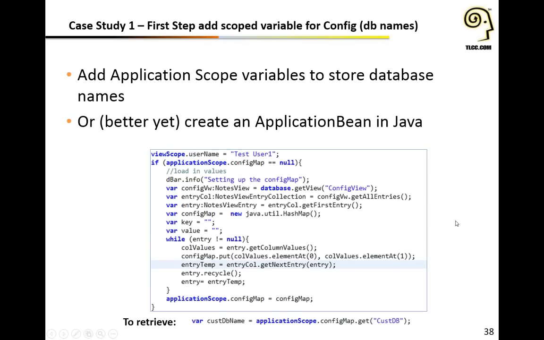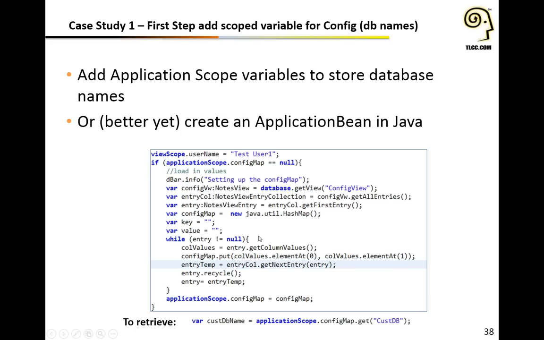So first, I'm going to go through a number of scenarios on how to make this faster. The first scenario is I had a configuration view, and I was doing a lookup into the configuration view whenever I had to figure out where my customer database was or my sales database. So what I did was create an application scope variable. In the before page load event, if this application scope variable is null, in other words, not initialized, we're going to go through and create a Java map.